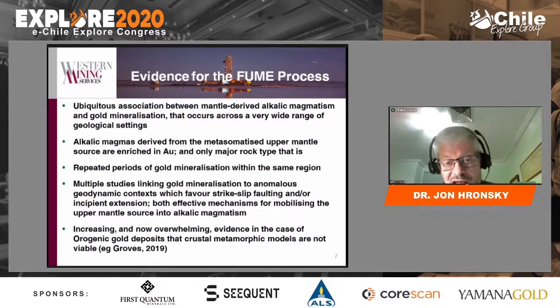And these are contexts which generally favor things like strike slip faulting and/or incipient extension. And both of these are effective mechanisms, as we discussed before, for mobilizing the upper mantle source into an alkalic magmatic product. And then finally, despite the fact that historically people have tended to attribute orogenic gold deposits to the products of crustal metamorphism, we now have overwhelming evidence that this is not the case. And one of the summaries is, for example, in David Groves's 2019 paper.